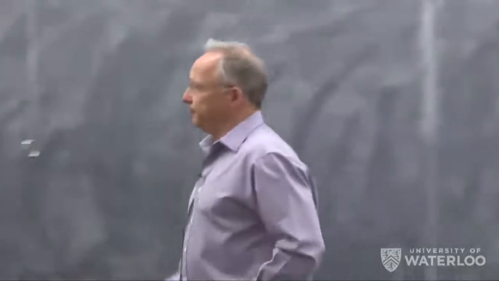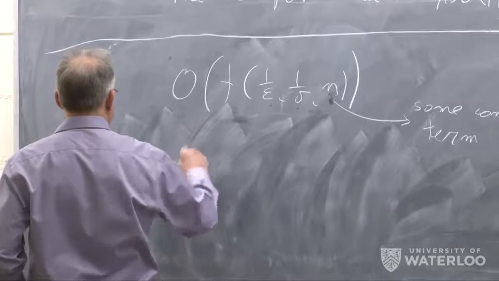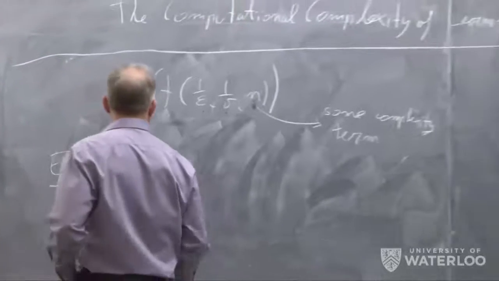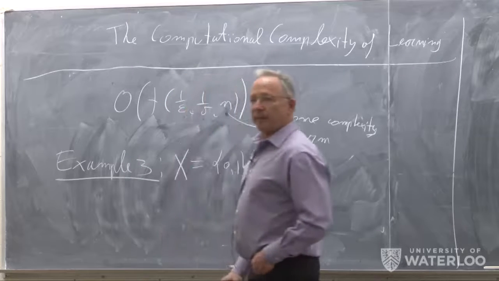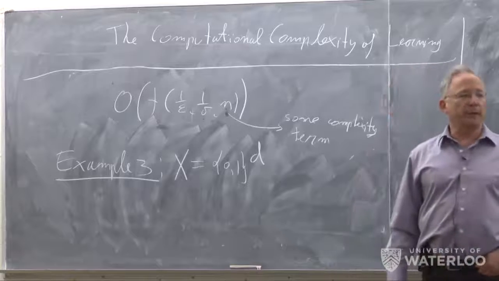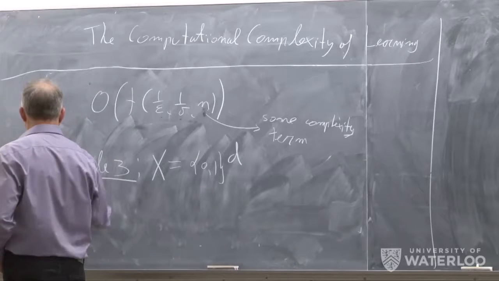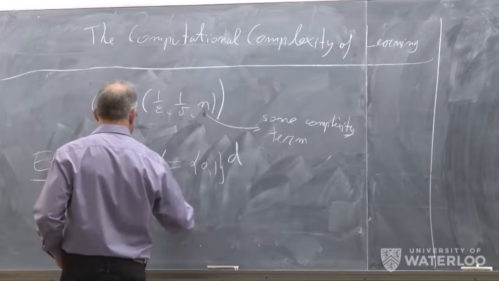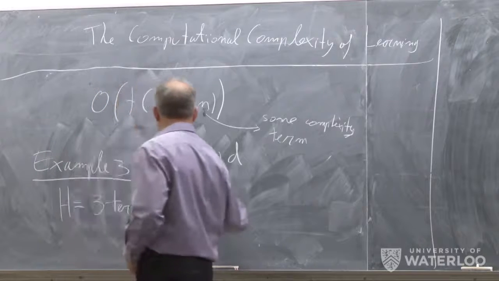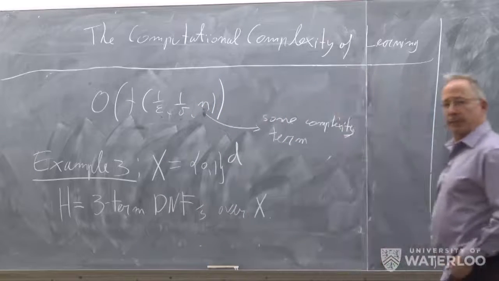So my next example is another class, a little bit more complicated. Example 3. Again, X is going to be {0,1}^d, but this time I will allow more complex formulas. I'll allow the class H to be the class of 3-term DNFs over X. So what do I mean by 3-term DNF?